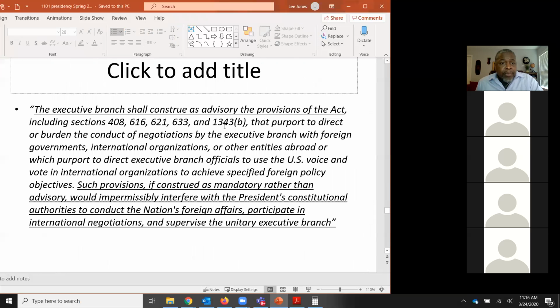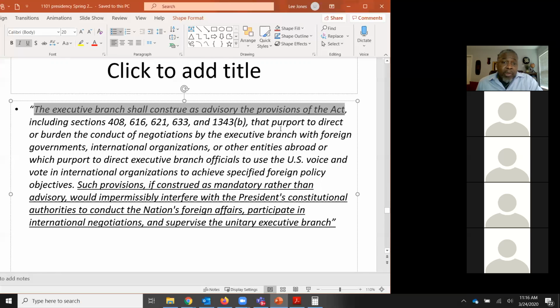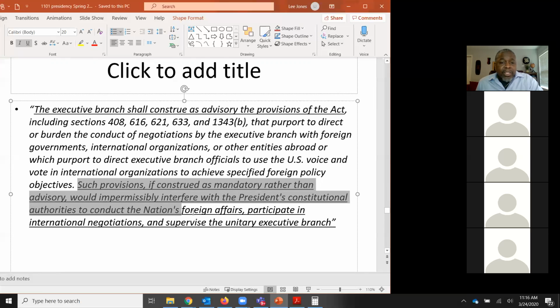Some examples. This is a signing statement from one piece of legislation where the Bush administration said, while they're signing this bill into law, the executive branch shall construe as advisory the provisions of the act. They're saying that we might do this, we might not do it. We're just going to take this as advice. The signing statement concludes such provisions, if construed as mandatory rather than advisory, would impermissibly interfere with the president's constitutional authorities to conduct the nation's foreign affairs and the like, right?